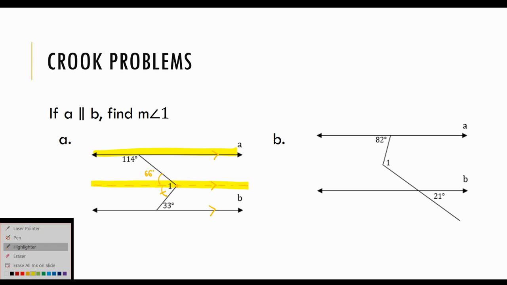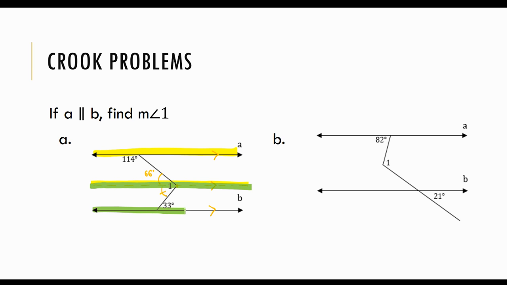Then if I look at the bottom two parallel lines, I see that the angle that I want is interior. The angle that is given, that 33 degrees, is interior. They are on opposite sides. They are alternate interior, which means that those are congruent. So the measure of angle 1 would be me adding 66 and 33 together. So it looks like we have a 99-degree angle.